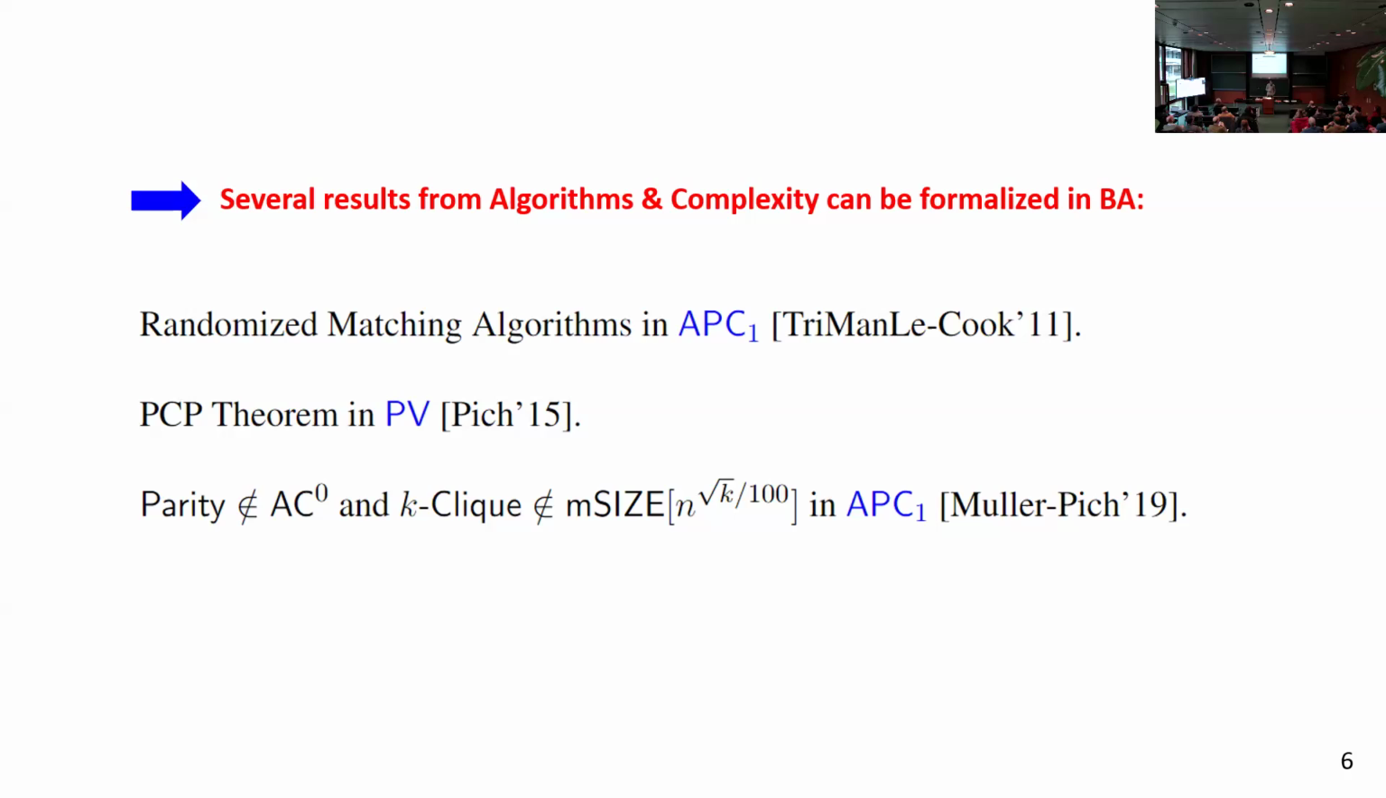Another example, the theory PV can establish the PCP theorem. And the theory APC1 that I mentioned before can also formalize some of the classical circuit lower bounds, for instance, lower bounds against AC0 and lower bounds against monotone circuits.